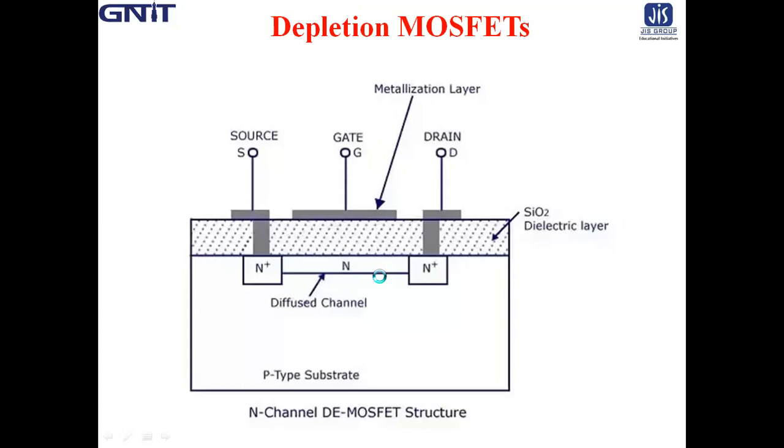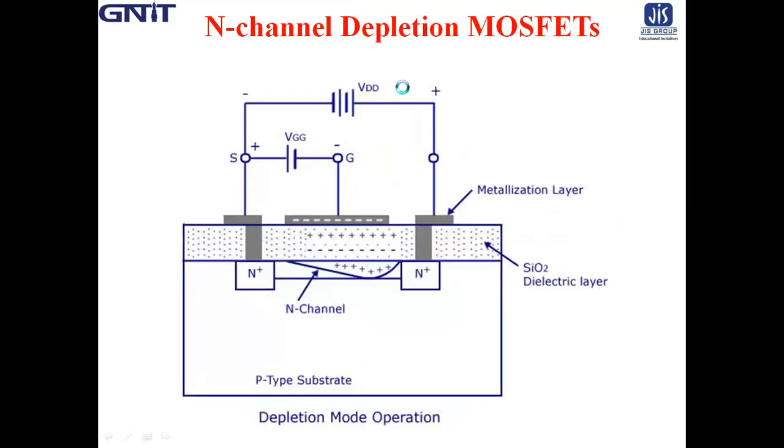Now, see the operation. After applying biasing, an appreciable drain current IDSS flows even with VGS equal to 0, as the lightly doped N layer between the source and drain acts as a channel.